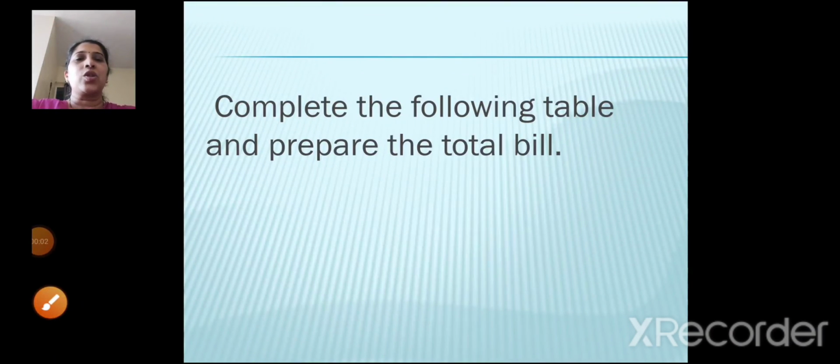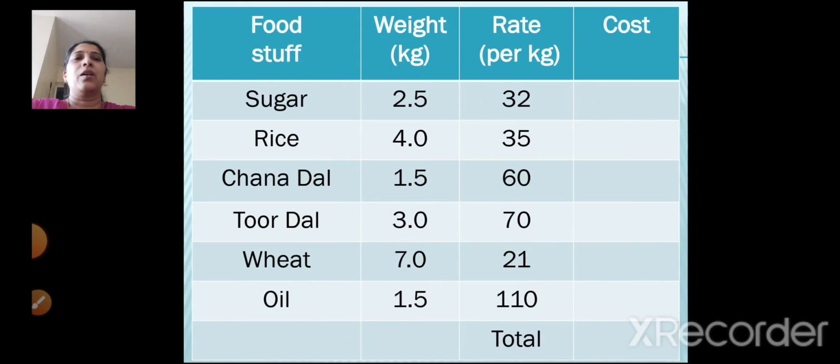Now one extra question they have given children in the textbook. Complete the following table and prepare the total bill. So what is the table? There are 3 different columns: food stuff, weight and rate. So foodstuff are different items are given: sugar, rice, chana dal, tur dal, wheat and oil. And the weights are given.